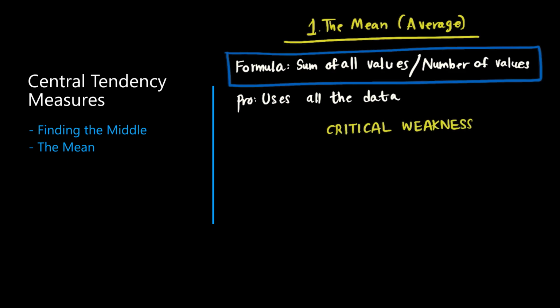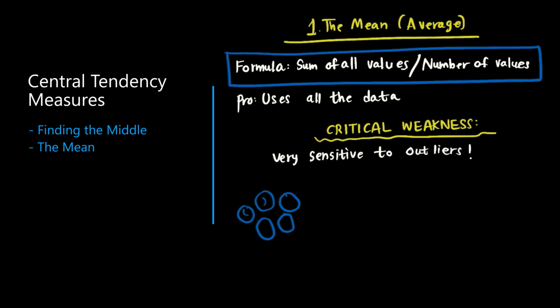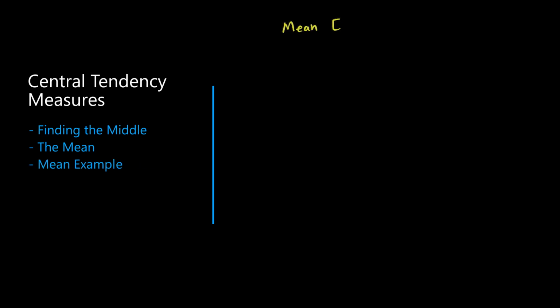However, the mean has one huge critical weakness. It is extremely sensitive to outliers. An outlier is an unusually high or low value that doesn't fit with the rest of the data. Even one outlier can dramatically pull the mean in its direction, giving you a typical value that isn't really typical at all. Let's look at that in action.